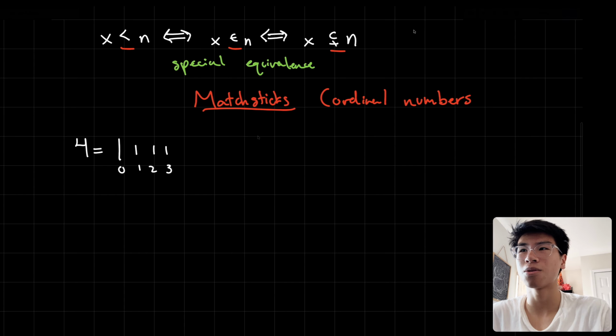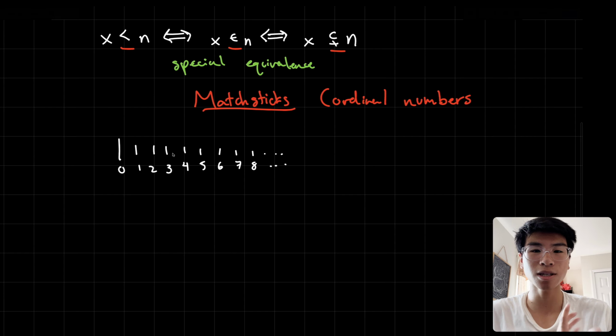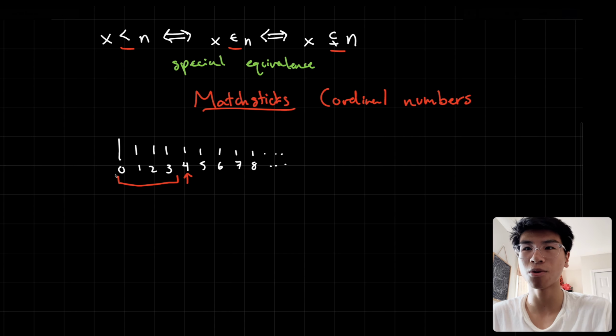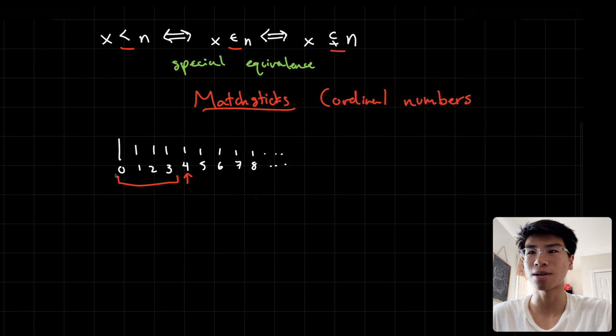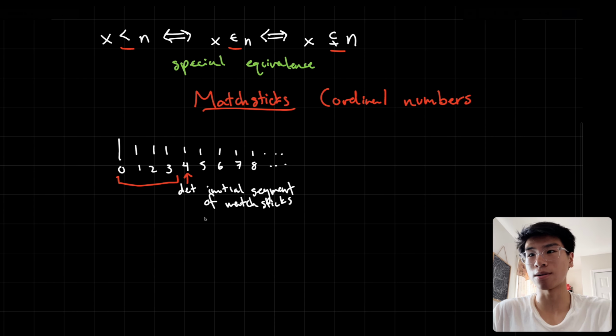And we can do this for even larger numbers. I could consider representing 5 as a set of 5 elements like this, or 6 like that, and so on. We keep going on and on. And notice the special thing that happens when I do this. If I look at where 4 is, if I take all the matchsticks that come before 4, that forms the set which represents the natural number 4. So in a way, this 4 here determines an initial segment of matchsticks, which represents the set of 4.